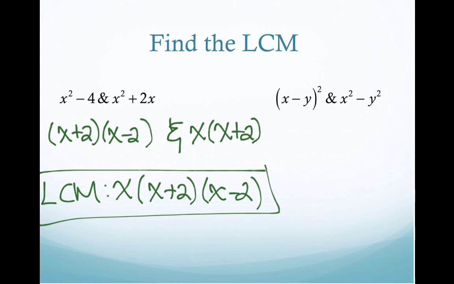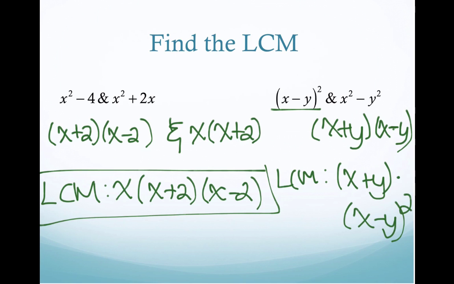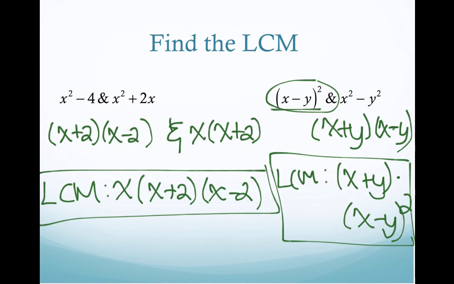In the next example, I have x minus y squared and I have x squared minus y squared. X minus y squared is already factored, so I don't need to do anything there. X squared minus y squared is a difference of two squares, x plus y times x minus y. So my least common multiple is going to be x plus y times, sorry, I ran out of space here, x minus y squared, since squared is my highest exponent on the x minus y.